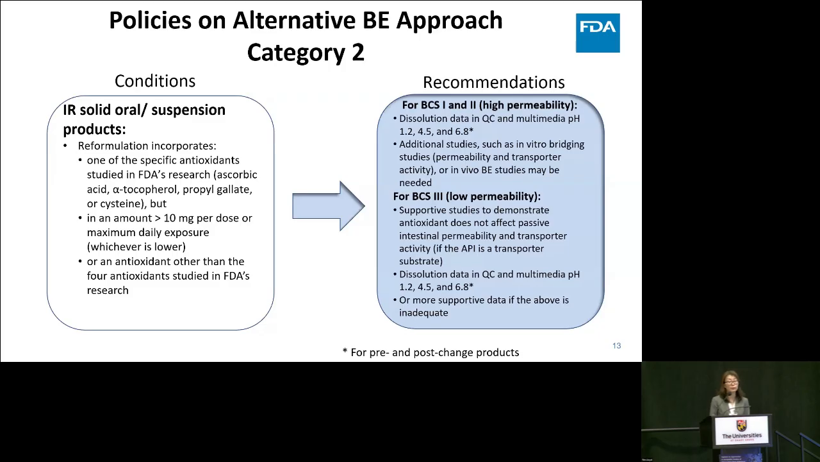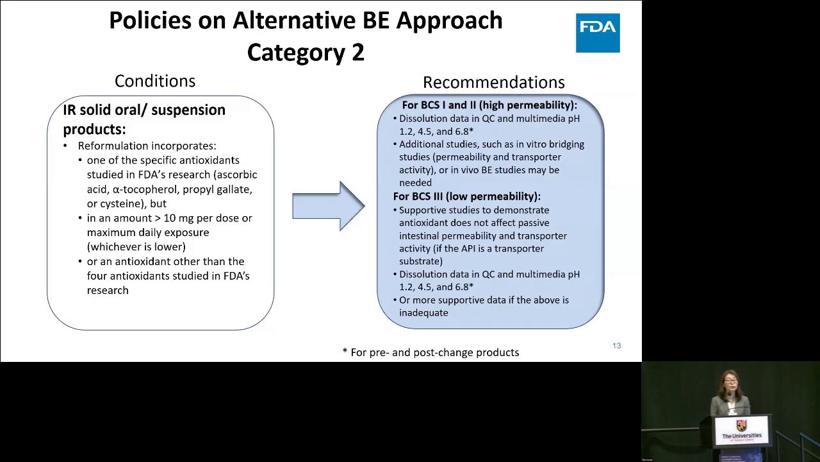The first one is for BCS1 and 2 high permeability drug products. In general, dissolution data in the QC and multi-pH media should be sufficient to support these changes. And in very limited cases, an additional study such as an in vitro bridging study or an in vivo BE study might be requested.